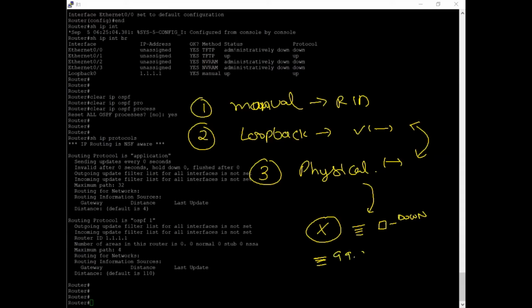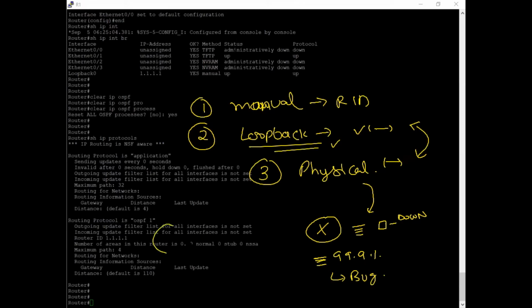Very rare chance, 99.9% is the chance that if your loopback is down, maybe due to a bug, then it might be possible. Otherwise, there is no chance. So it means loopback will always be up. And that is the reason why loopback has second priority.